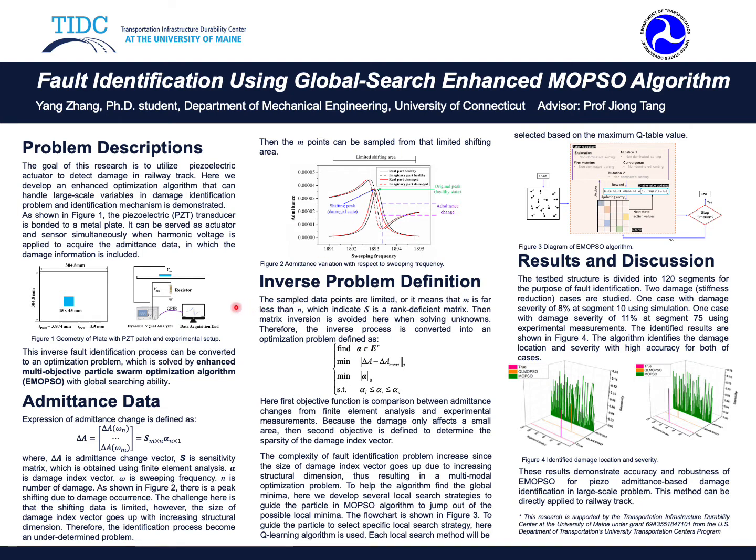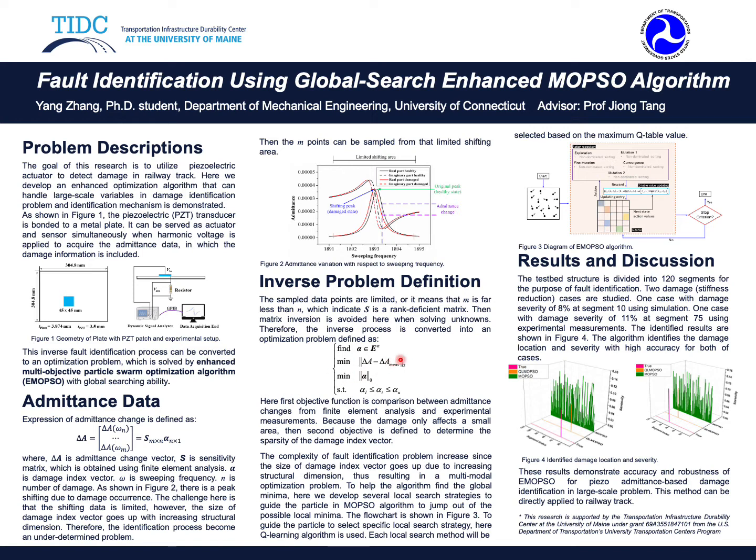The sample data points are limited, which means that m is far less than n, which indicates S is a rank-deficient matrix. Then the matrix inversion is avoided here when solving the unknowns. Therefore, the inverse process is converted into an optimization problem. It's mathematically defined as this optimization model.